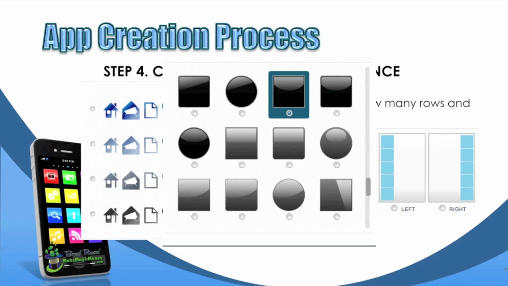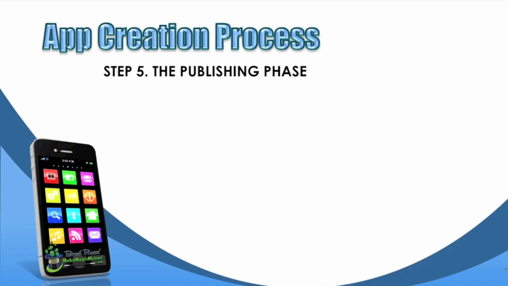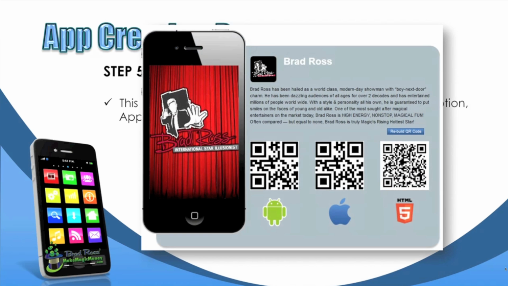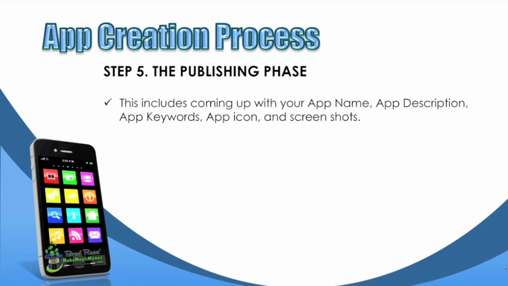But up next is a really cool part of the process, because it's the publishing phase, step number 5. This includes coming up with your app name, your app description, your app keywords, your app icon, and your screenshots. Tell them what happens next, because this is also the phase that the iTunes and Android markets get involved. Yes, this is when I publish the app to the iTunes market, and just so you know, I take care of the screenshots and all that.